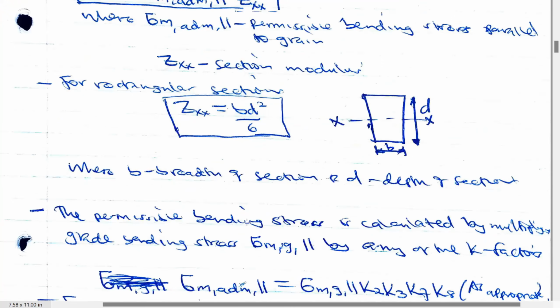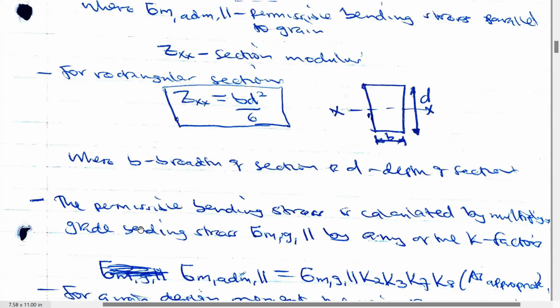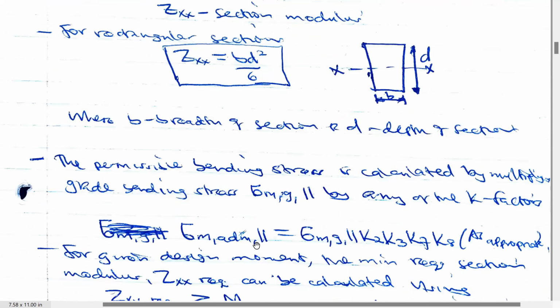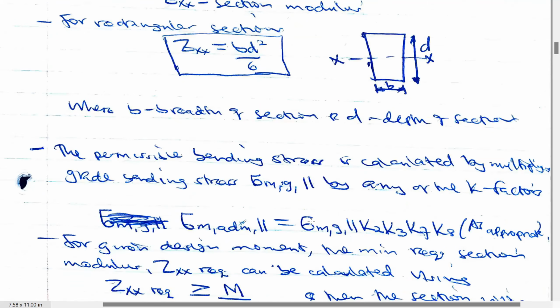So the permissible bending stress is calculated by multiplying grade bending stress. Now, grade bending stress, this is what you obtain from the table. So you multiply by any of the K factors which is appropriate. Now, when you see the word ADM, it means it is permissible bending. So this one stands for parallel, is equivalent to bending stress parallel to the grain obtained from the table multiplied by K2 by K3 by K7 by K8 as appropriate. As appropriate means maybe I'll only multiply by K3 and K8, or maybe by K3 and K7.